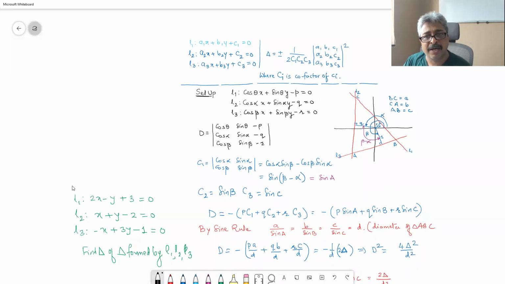This is very important, what I am saying right now. Area is going to have some non-zero value, provided these lines are not concurrent. And we have developed the condition for concurrency of these lines. So if the determinant with rows A1, B1, C1, A2, B2, C2, A3, B3, C3 is not equal to 0, then only the formula will come. If it is equal to 0, then of course delta is going to be 0.